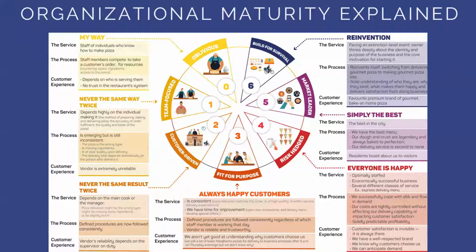So maturity level 4 is the level where we want to be. This is the level where we are happy, and this is the level which is stable and which we strive to achieve, helping organizations to be. Now maturity level 5 and 6. 5 is simply the best.